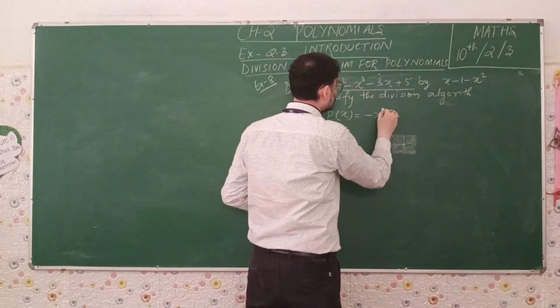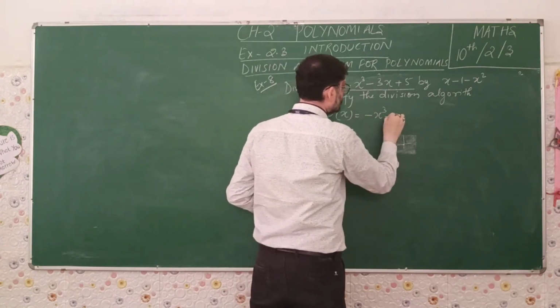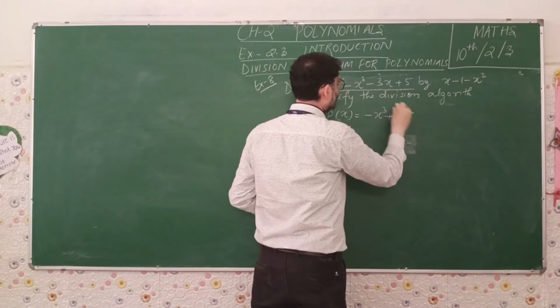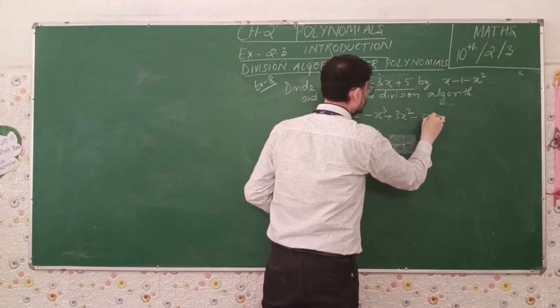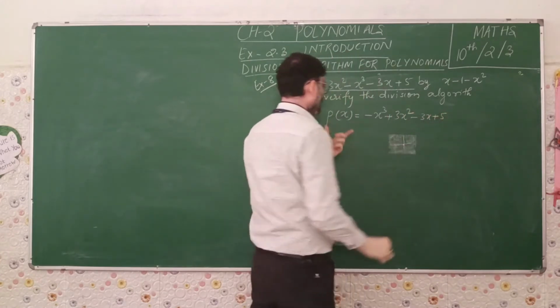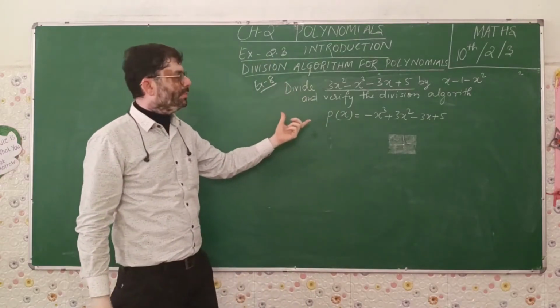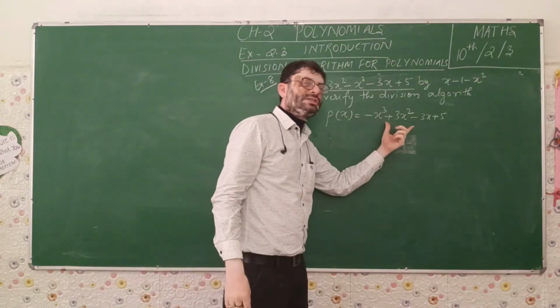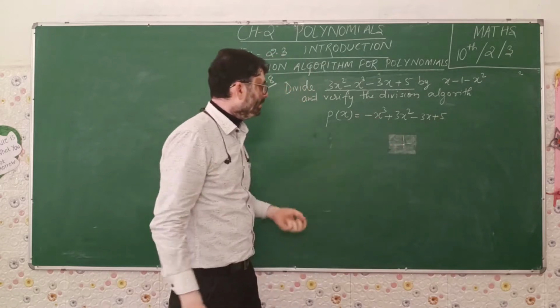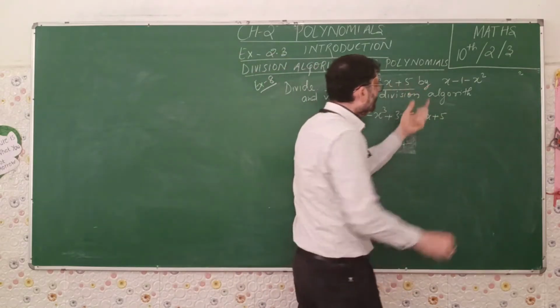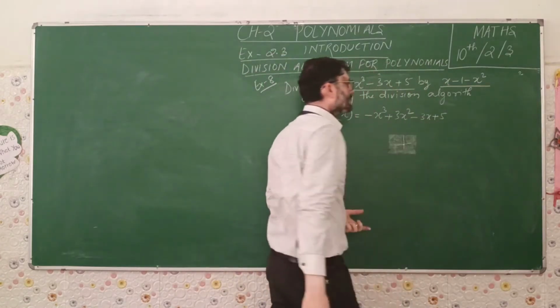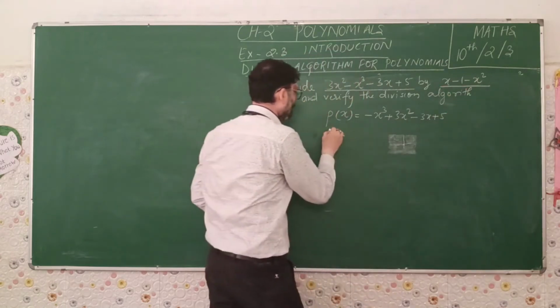So this is minus x cubed plus 3x squared, then minus 3x and plus 5. We have assigned the name to the polynomial as well as arranged the decreasing power of the variable. Now we will have to divide by x minus 1 minus x squared. So let us assign the name here also.